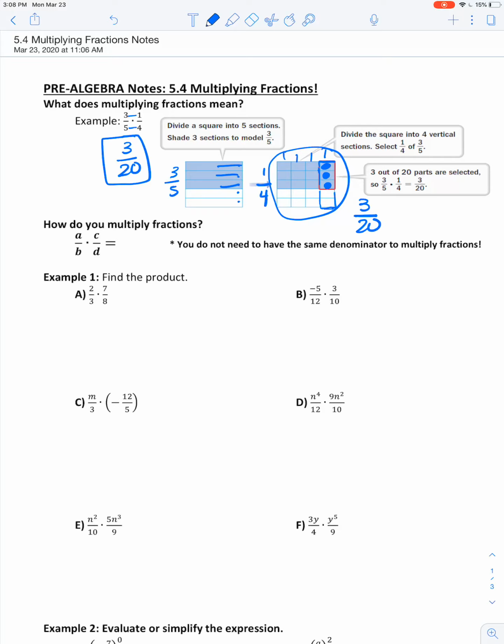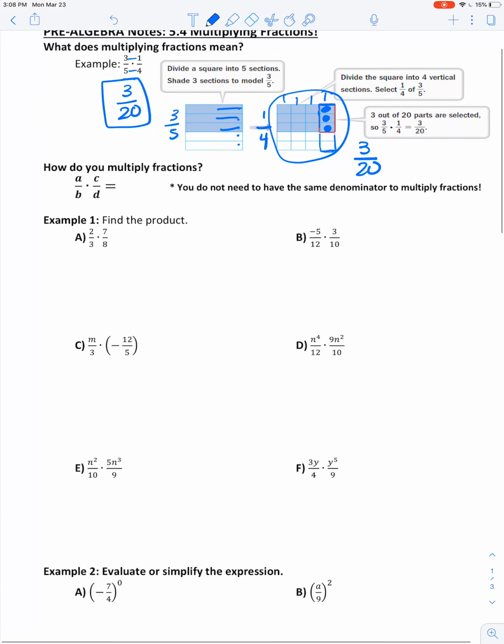Now this picture might be a little confusing to some, and that's okay. But I think the main part is that you just multiply across. One thing that's neat about multiplying fractions is you do not need to have the same denominator to multiply fractions. Again, you just multiply across. So in this example, we have AC over BD.